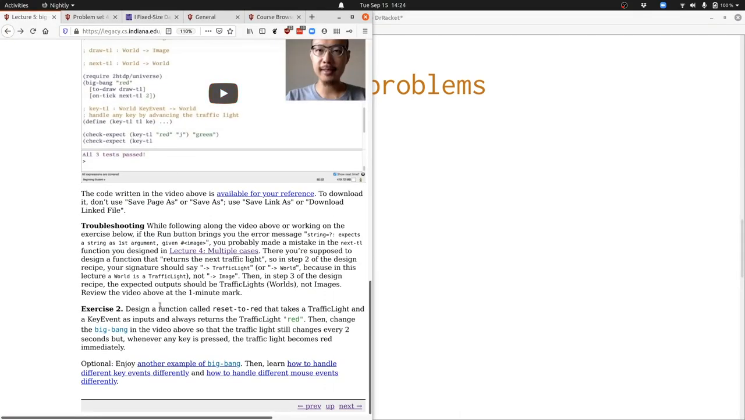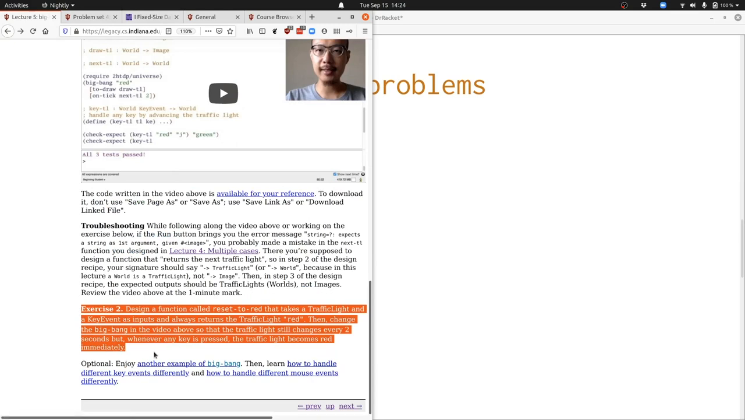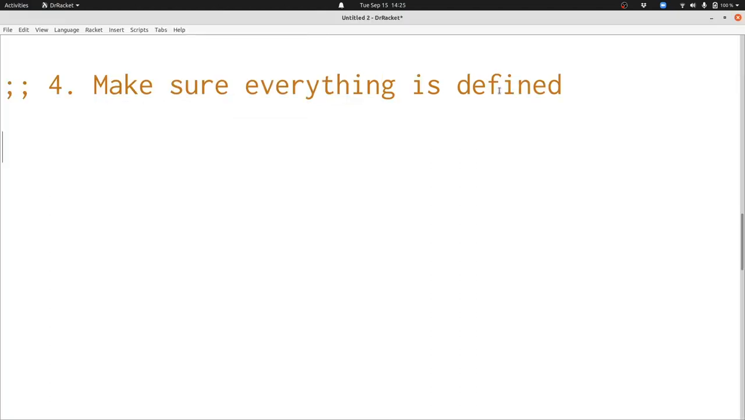Here, for example, is the end of Lecture 5. We have Exercise 2. That's what you need to do. That's where it talks about writing resetToRed. That's what you need to solve. Another problem that I see a lot of is missing things that are not defined.